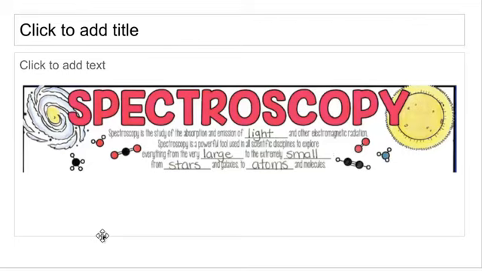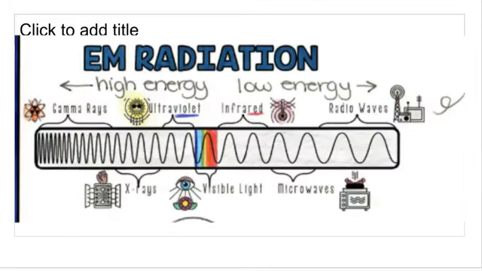Okay, so spectroscopy is the study of the absorption and emission of light and other electromagnetic radiation. Spectroscopy is a powerful tool used in the scientific disciplines to explore everything from very large to extremely small, from stars to atoms and molecules. So again, we're going to get into the basics of it today. And I will give you this sheet once we get back to school, if that ever happens.